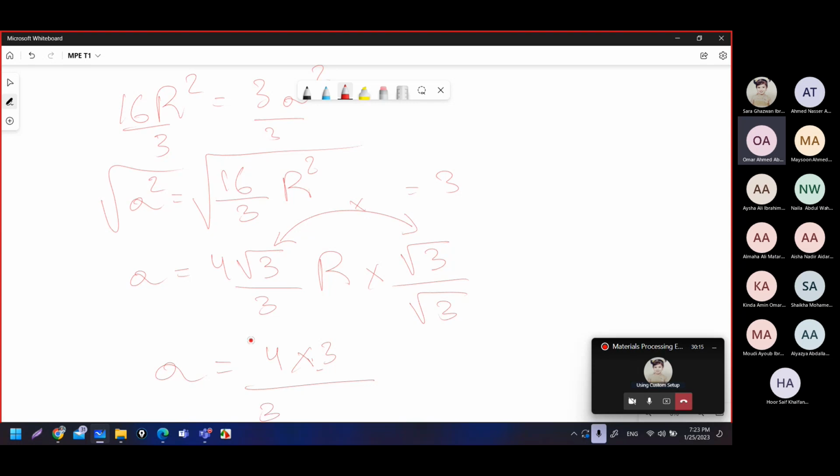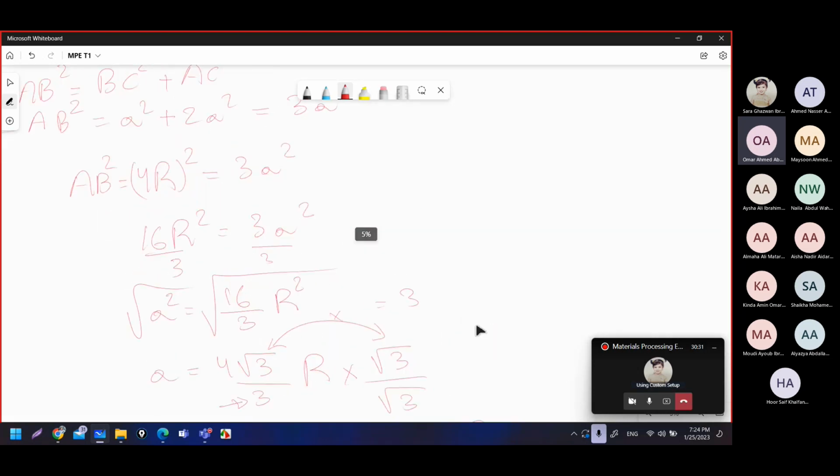And already you have 3 at the denominator. And also here you will have square root of 3. 3 will go with 3. And you have r. At the end, you will end up with the same relation given in the question. Okay, so it will be 4 over square root of 3 r. Okay, that is for this question.